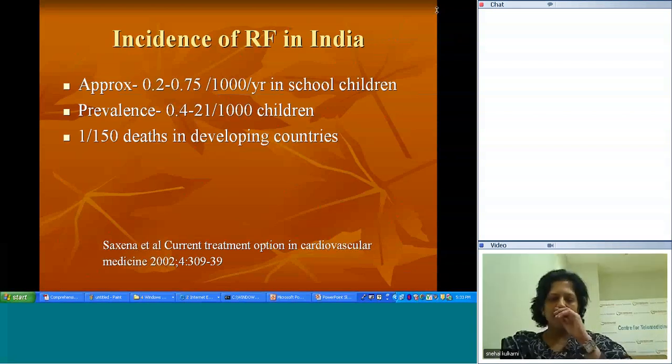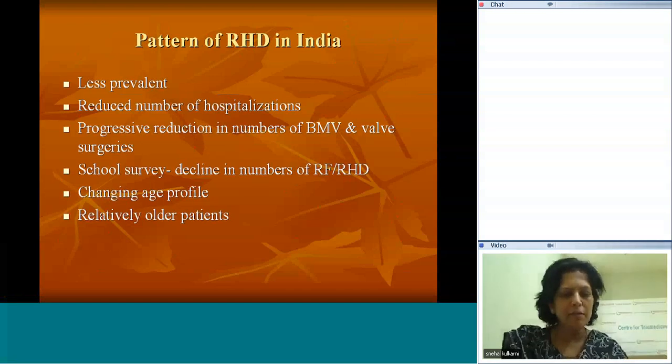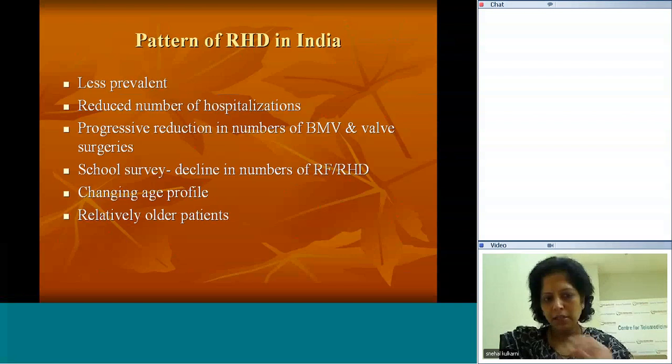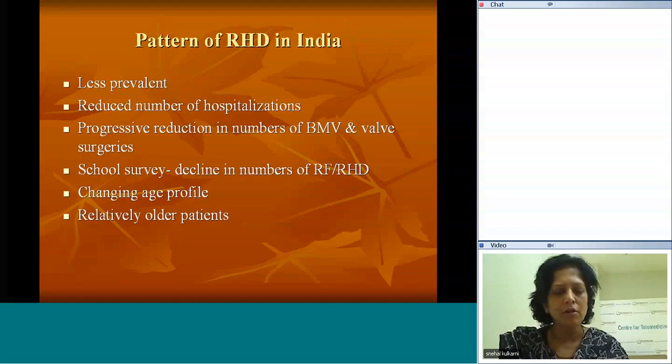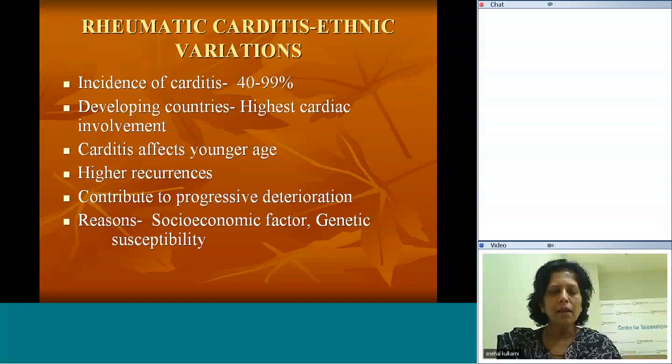If you see the pattern of rheumatic heart disease in India, it's becoming less prevalent. There are reduced numbers of hospitalizations, and in all the tertiary level centers in India there is a progressive reduction in the number of balloon valvotomies and valve surgeries. School surveys show a decline in rheumatic fever and rheumatic heart disease. There is definitely a change in the age profile: we are seeing more older patients compared to school-going children nowadays.